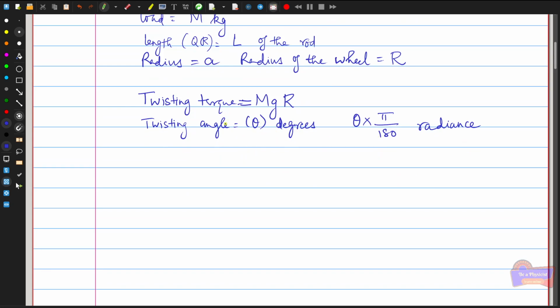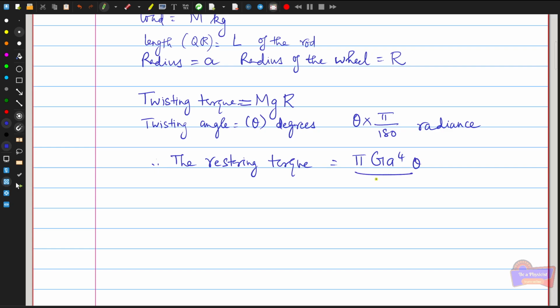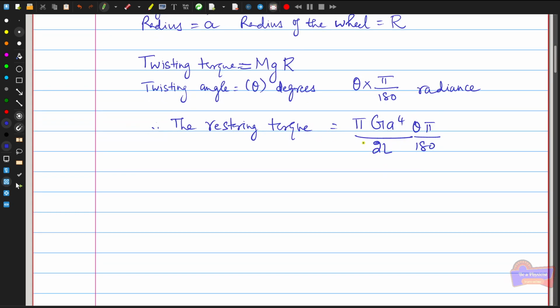If you know all these things, then we can know the restoring torque, which we already derived. The restoring torque can be written as pi G a power 4 theta divided by 2L. This theta is in degrees, or if you are converting it into radians, you multiply with pi by 180. So this is the restoring torque.